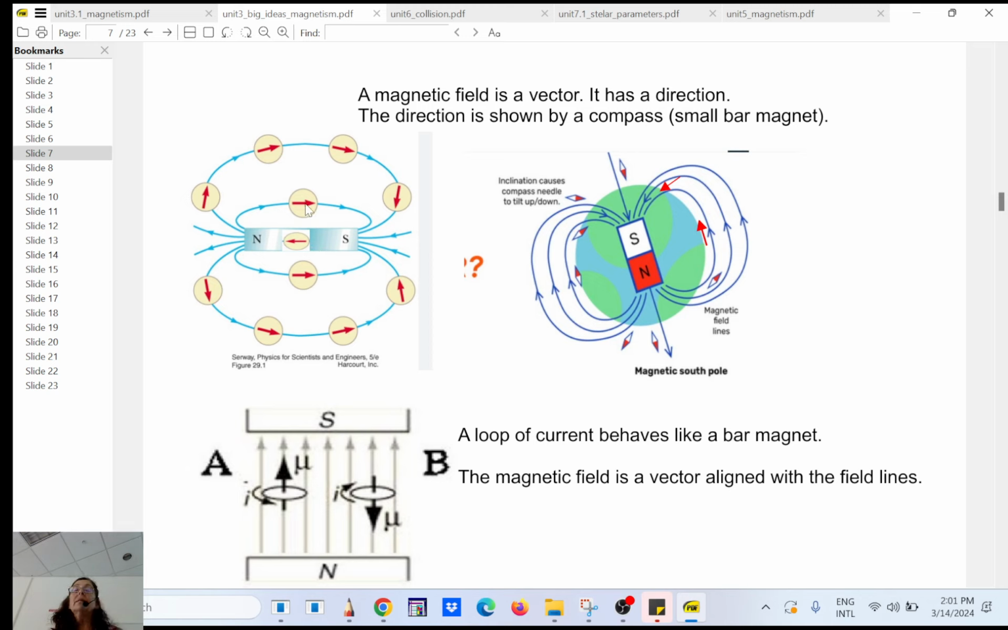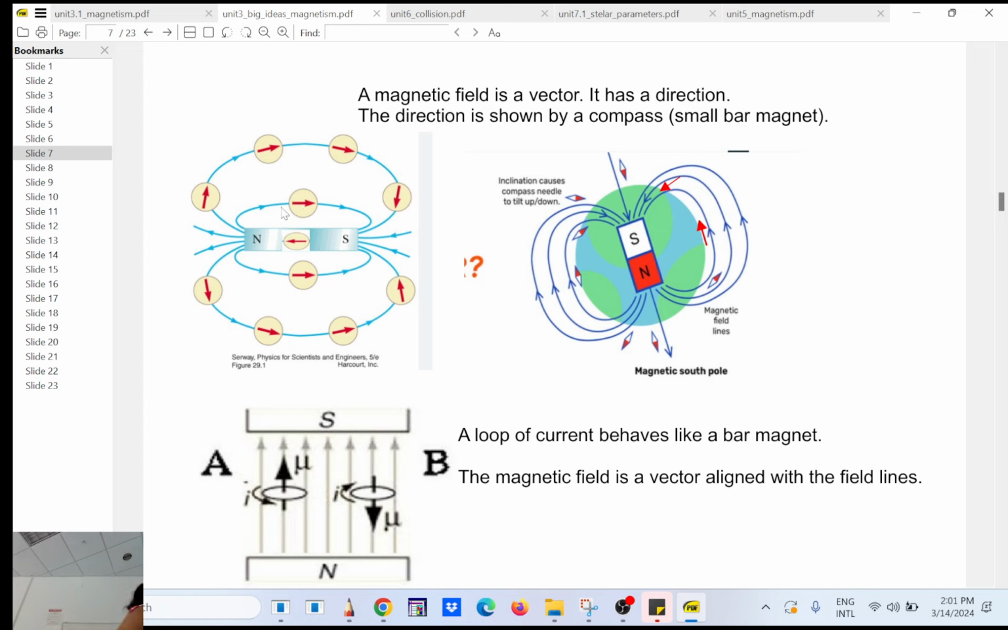Instead, you can have a bar magnet or a little piece of iron, like iron filing. It will get magnetized and it will show you which way is the south, because this is like a bar magnet: that will be the north and that will be the south. So north wants to go to south and south wants to go to north.